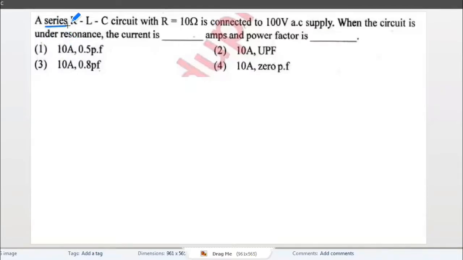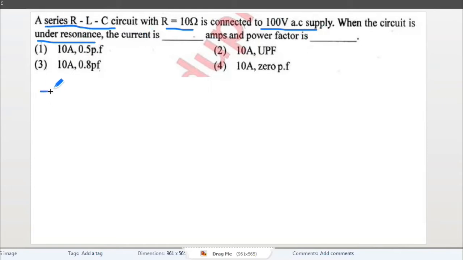A series RLC circuit with R equal to 10 ohm is connected to a 100 volts AC supply. When the circuit is under resonance, the current is and the power factor is. So you have to find out what is the current and what is the power factor under resonance condition.